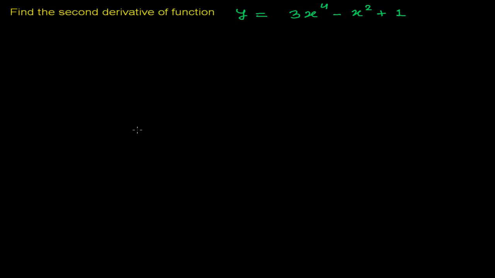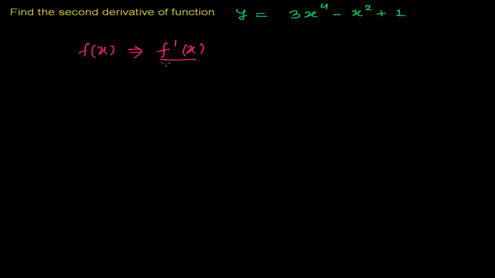In the previous video we learned a little bit about the second derivative of a function, and here I'm going to illustrate one more example. As we know, if you have a function something like f of x, then you can easily find the first derivative of this, which we represent as f prime of x.